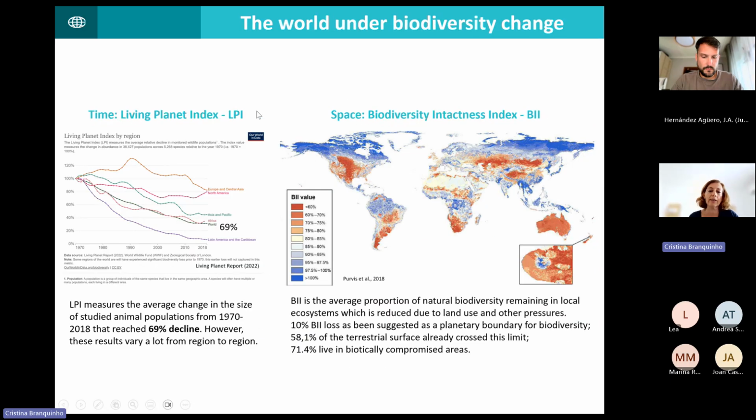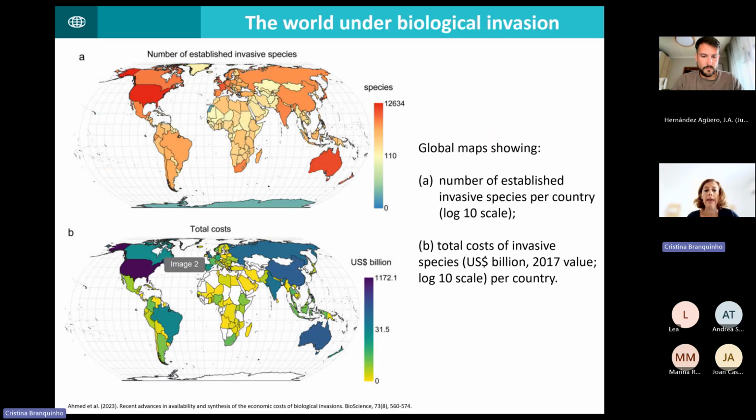So that's why biodiversity has been decreasing in indicators such as the Living Planet Index, and that's why, for example, the biodiversity intactness index, like the one I'm showing here on the right, has also been changing a lot. So the integrity of ecosystems has been completely changed in most areas of Earth due to all this trouble. Another important issue we also address in terms of biodiversity is invasions. So we have invasions everywhere, especially where humans are, and the cost of it is quite important.